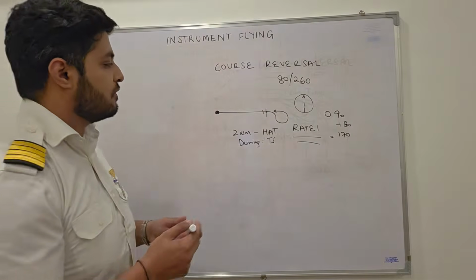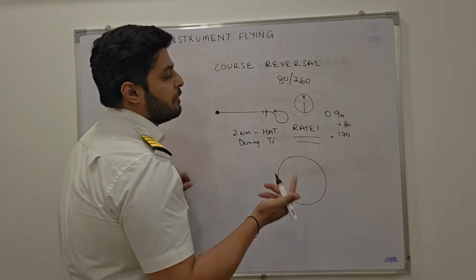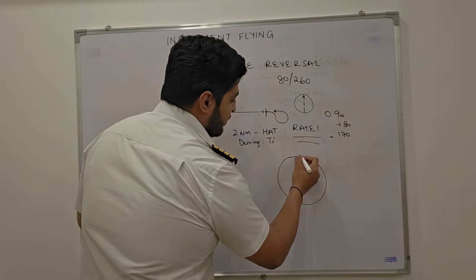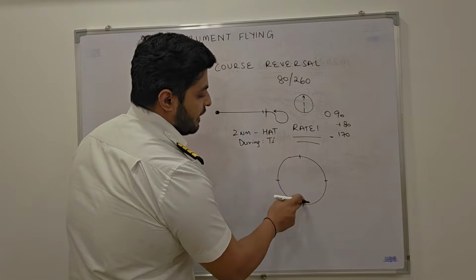Now, as I told you that we are not mathematicians, you will not be able to always add 80 to your desired or your present heading. So in that case, our HSI makes our life easy. So we have the markings of 90 degrees.